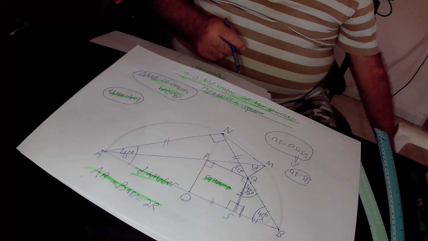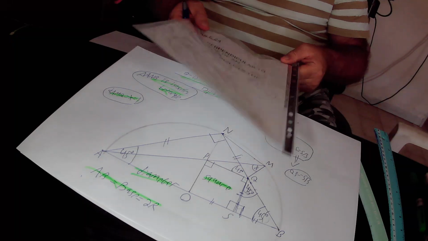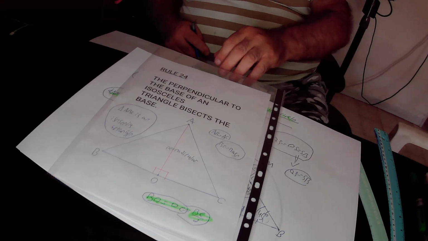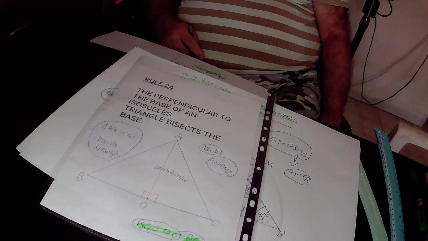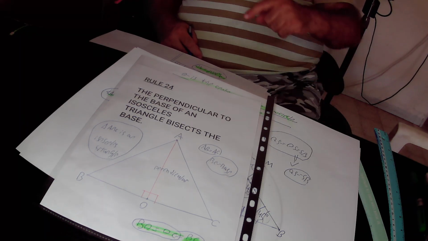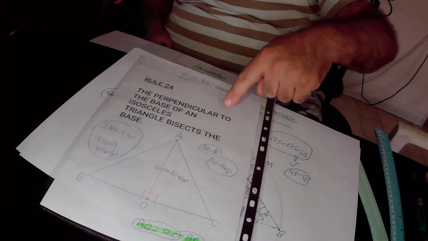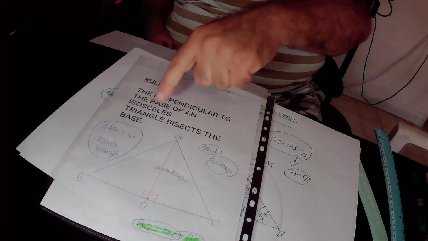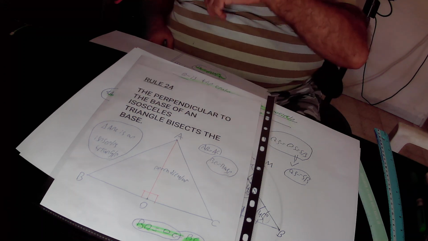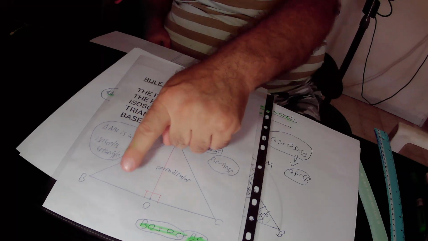So I repeat quickly on rule 24. According to rule 24, the perpendicular to the base of an isosceles triangle bisects the base. In the drawing, we have the isosceles triangle, triangle ABC. Triangle ABC is an isosceles triangle because side AB equals side AC. From point A, we go perpendicular to the base BC.